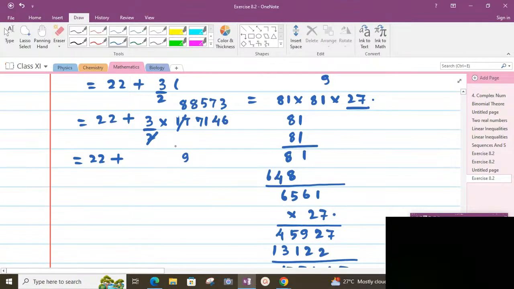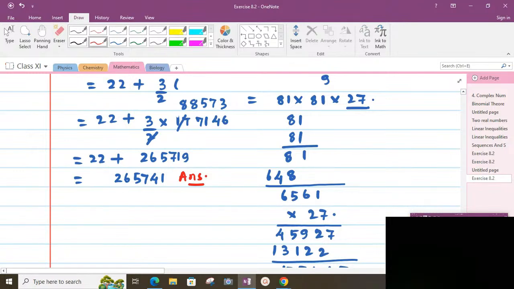3 3s are 9; 3 7s are 21, carry 2; 3 5s are 15, plus 2 is 17, carry 1; 3 8s are 24, plus 1 is 25, carry 2; 3 8s are 24, plus 2 is 26. Now add this: 9 plus 2 is 11, carry 1; 2 plus 2 is 4, 7, 5, 6, 2. This one will be the answer of this question.